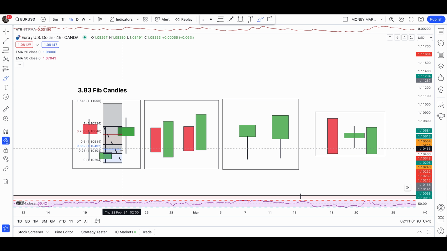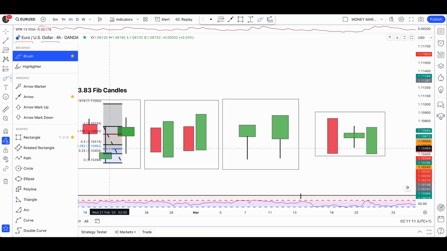So for a bearish candle, the body is below, and for the bullish candle, the body is above and the wick is at the bottom. For the bearish, the wick is at the top of the body. So as long as the body is below the 382 retracement, it is a valid 382 candle.